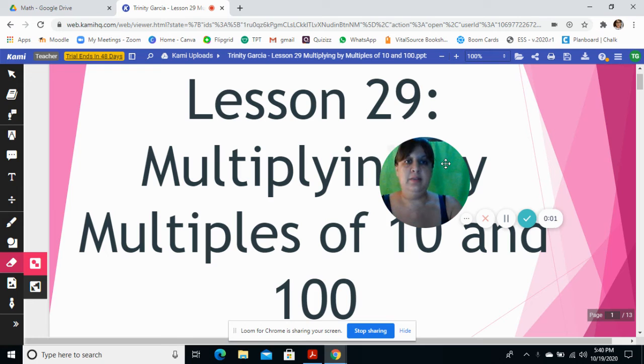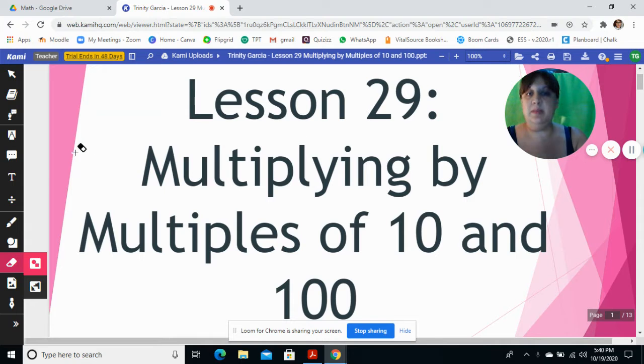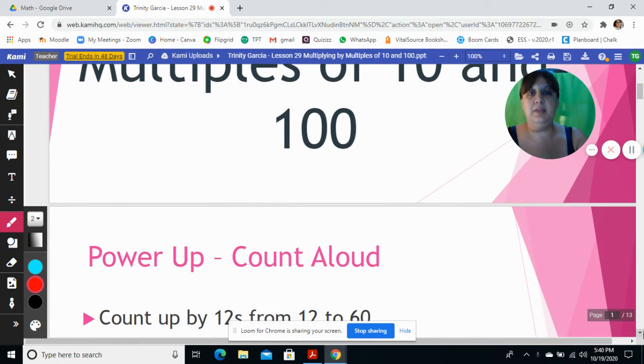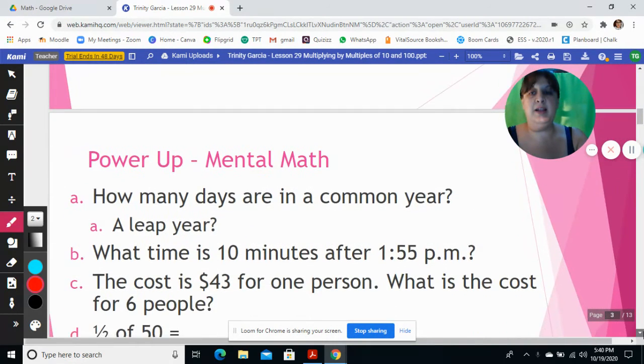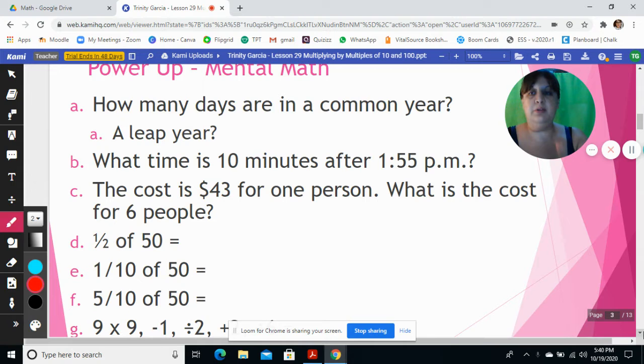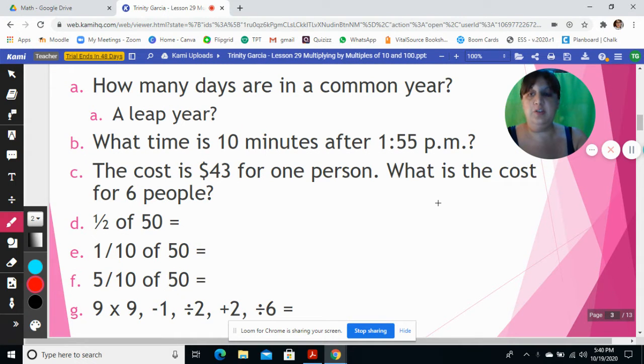Good morning. Today we are in Saxon Math lesson 29, multiplying by multiples of 10 and 100. All right, so let's go ahead and get started. Make sure you put that at the top of your notebook, lesson 29 notes, and today's date, multiplying by tens and 100s. We're going to skip our counting out loud and go right into mental math. So go ahead and label your paper A through G, and then fill out your answers. When you're ready, come on back and push play again.